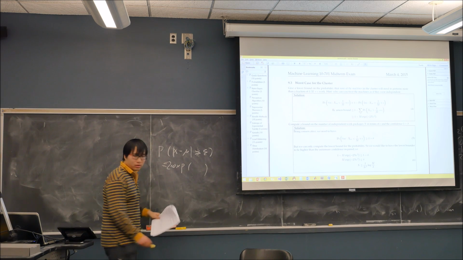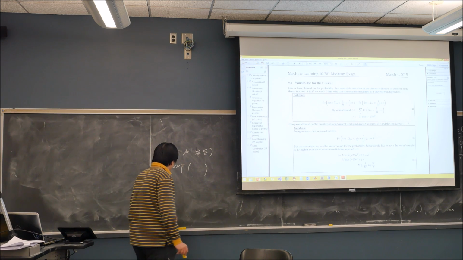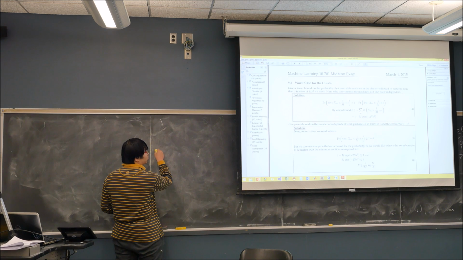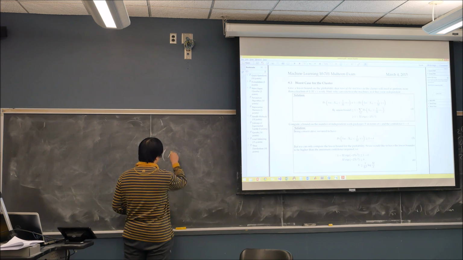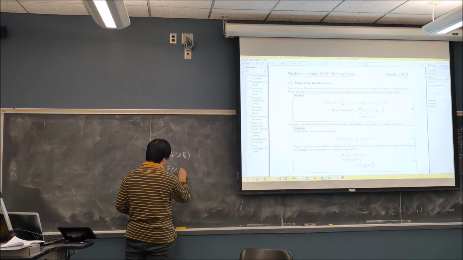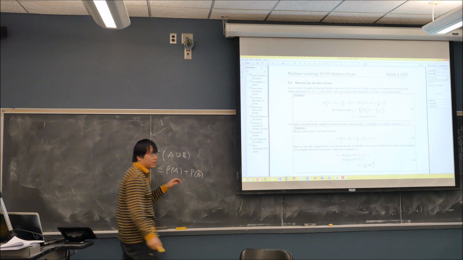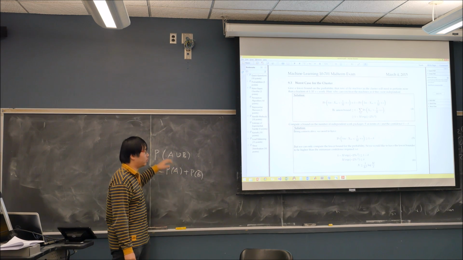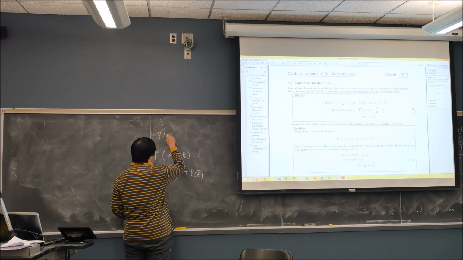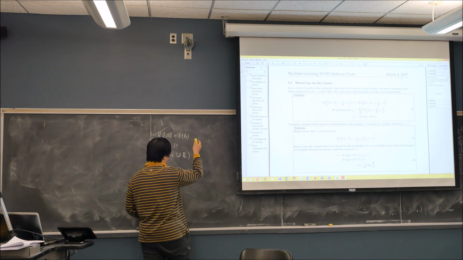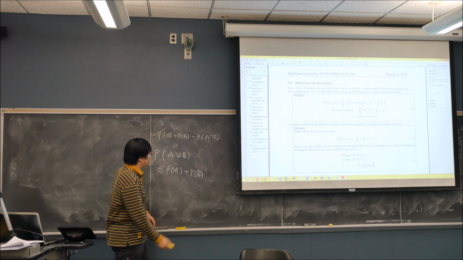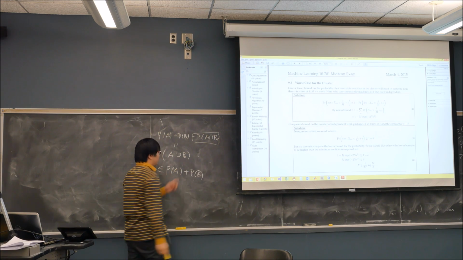So the union bound is, let's say you have 2 events, the probability of A union B is smaller than the probability of A plus the probability of B. You can extend that to an arbitrary number of events. Since the probability of A union B is actually equal to P(A) plus P(B) minus P(A intersect B), if you get rid of this term, you get the inequality.